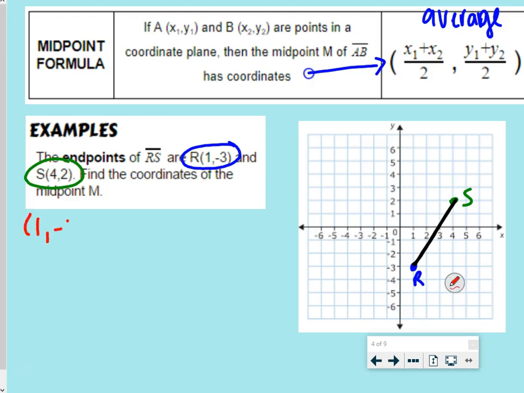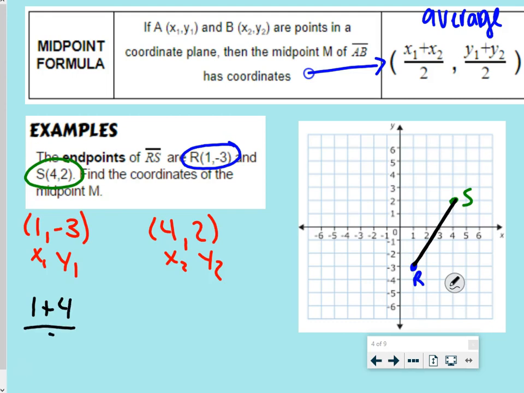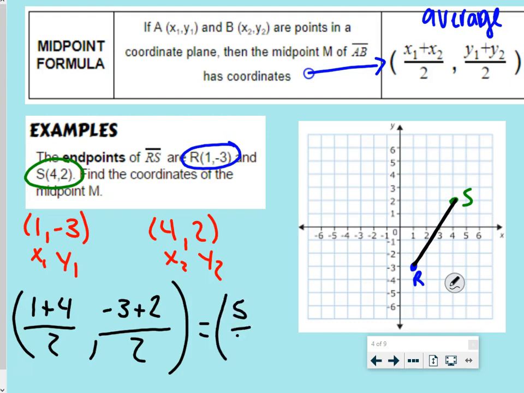So we have the point (1, negative 3), which would be x1, y1, and (4, 2), which would be x2, y2. Plug it into our midpoint equation: x1, 1, plus x2, 4, over 2, and then y1, negative 3, plus y2, 2, over 2. Solve that. We have 1 plus 4 is 5, so we have 5 halves. And negative 3 plus 2 is negative 1. So our coordinate point would be 5 halves, negative 1 half.